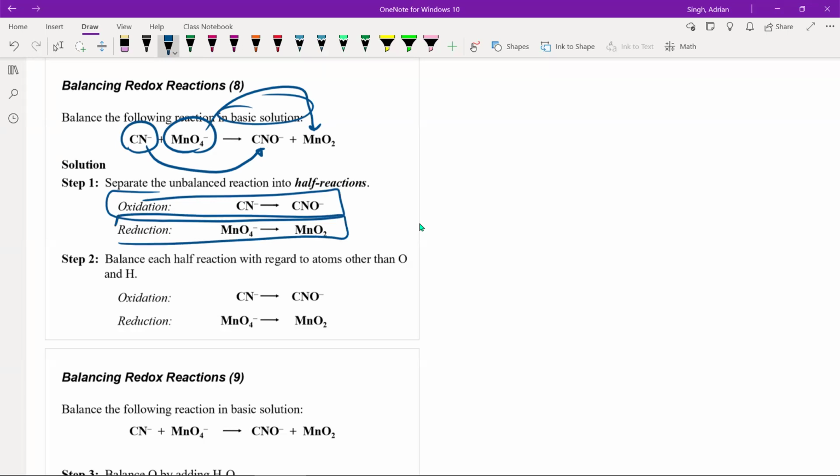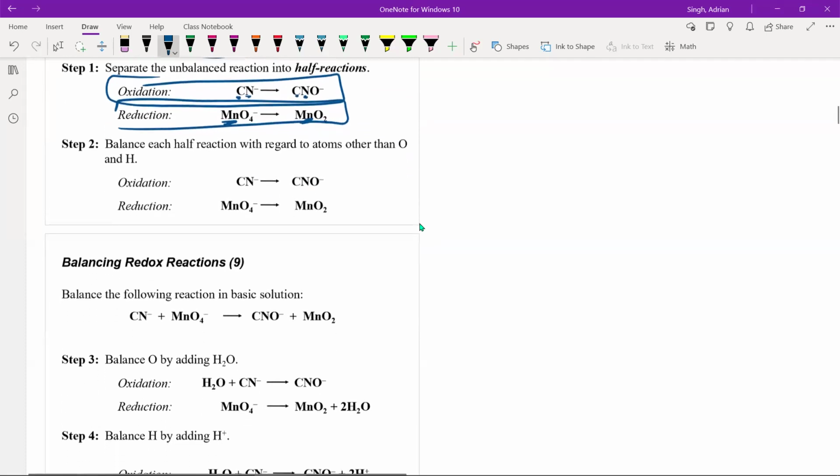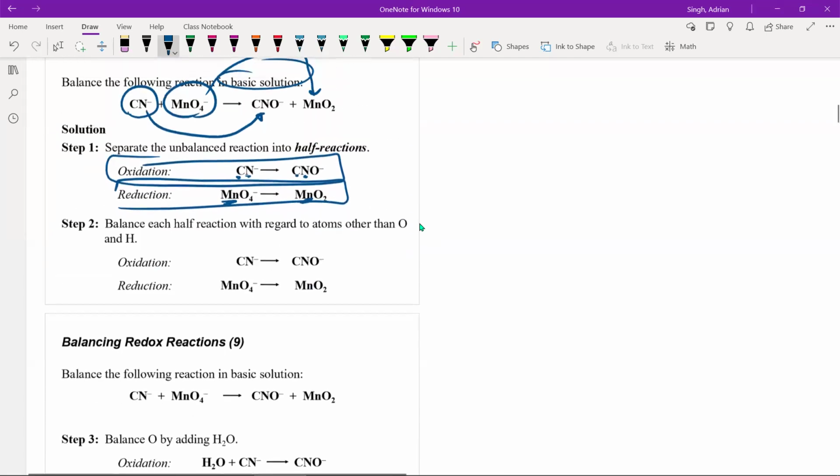So the first thing we need to do is to balance each half reaction with respect to atoms other than O's and H's. Well, let's see, we have a carbon on the left, carbon on the right, nitrogen on the left, nitrogen on the right. So that looks fine. Reduction, one Mn on the left, one Mn on the right. So that looks fine. Next step we want to do is to balance the O's. In the case of this first one, we have an extra O on the right side, so we'll need to add an H2O on the left to balance that extra O.